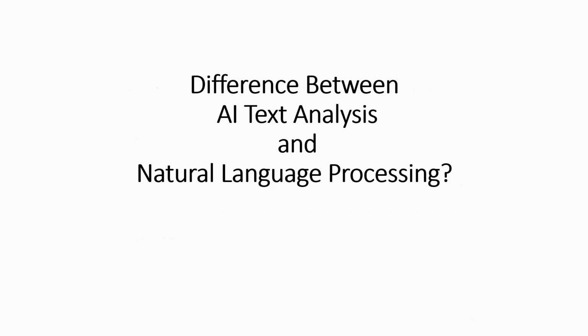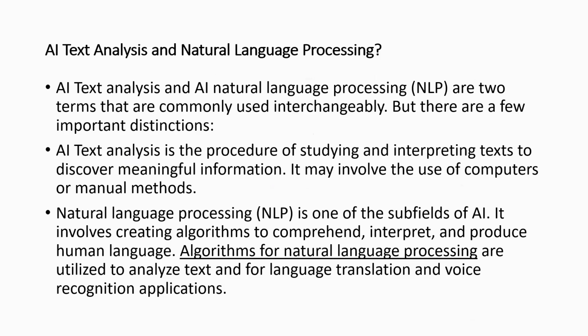So what is the difference between AI text analysis and natural language processing, right? We can say AI text analysis and AI natural language processing, NLP, are two terms commonly used interchangeably, but there are a few important distinctions. AI text analysis is the procedure of studying and interpreting text to discover meaningful information. Right, it may involve the use of computers or manual methods.